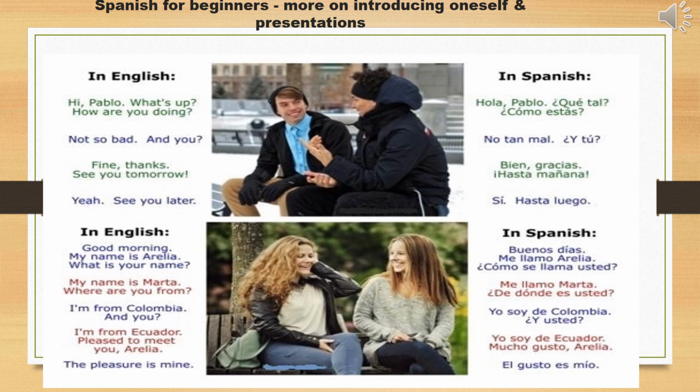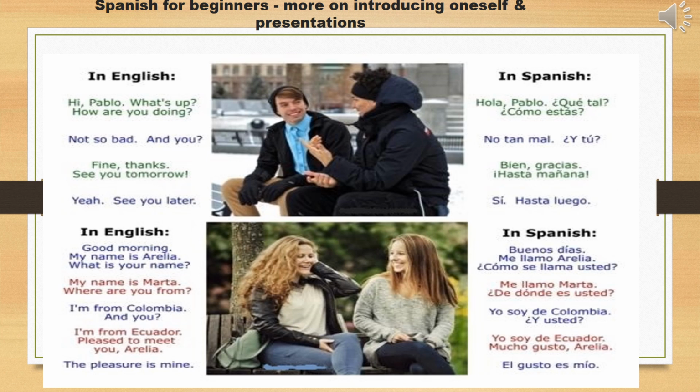Where are you from? If you want to ask somebody where are you from in Spanish, it is ¿De dónde es usted? ¿De dónde es usted? I'm from Colombia, and you? Yo soy de Colombia. So you have seen that verb.